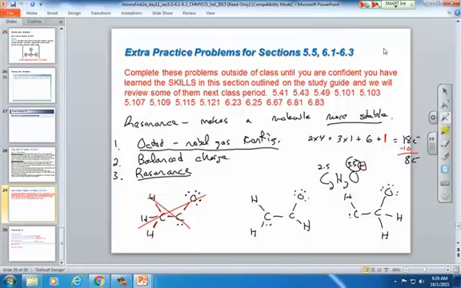Oops, I crossed out the wrong one. Dang it. Oh, man. Okay, let me redraw that one.